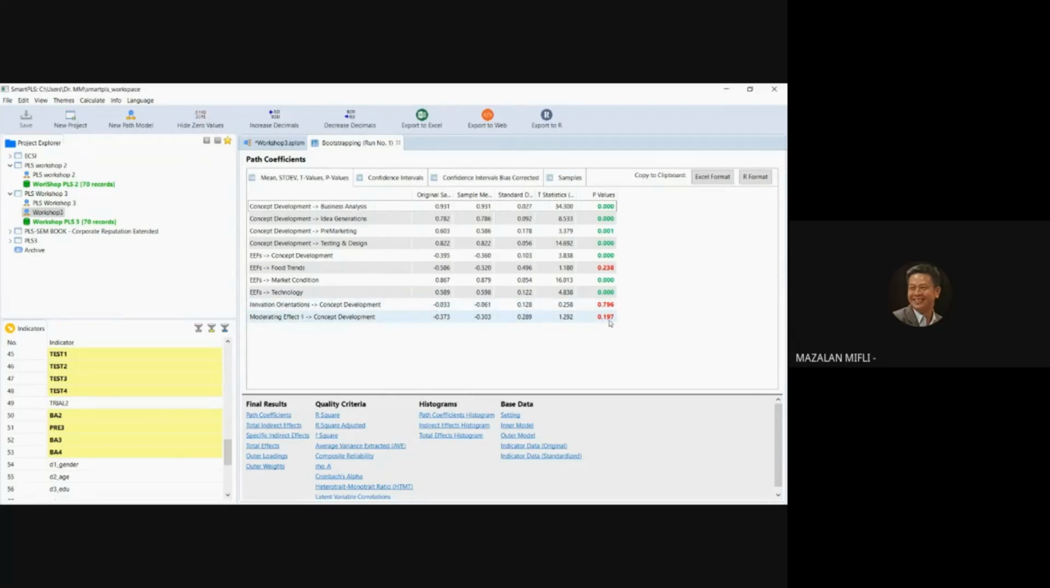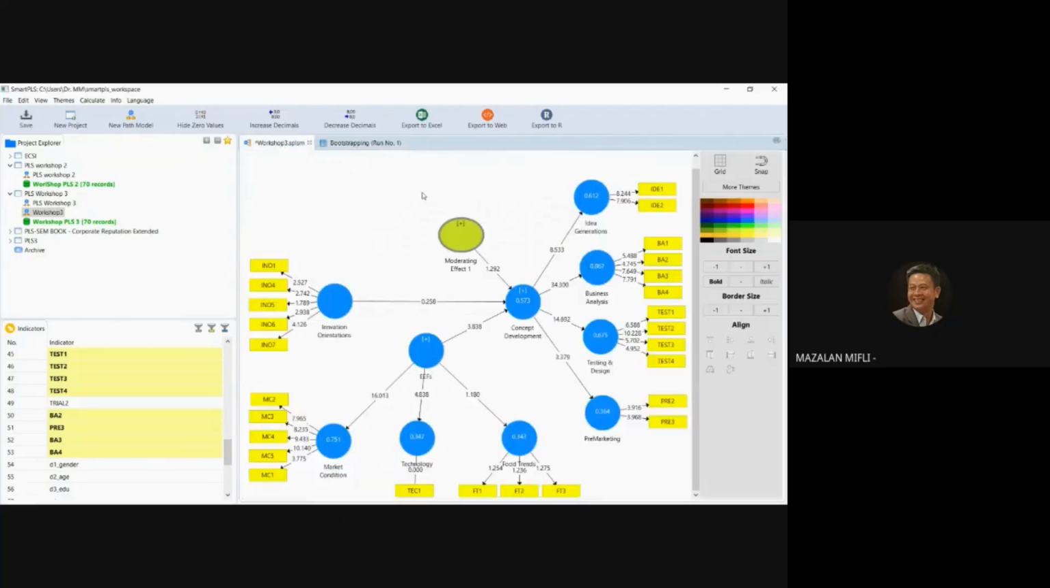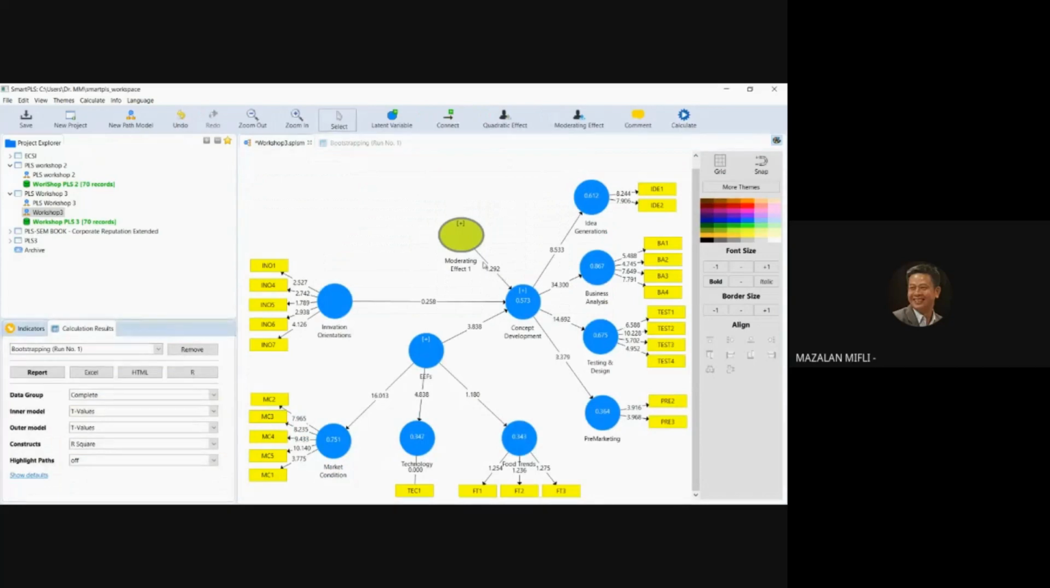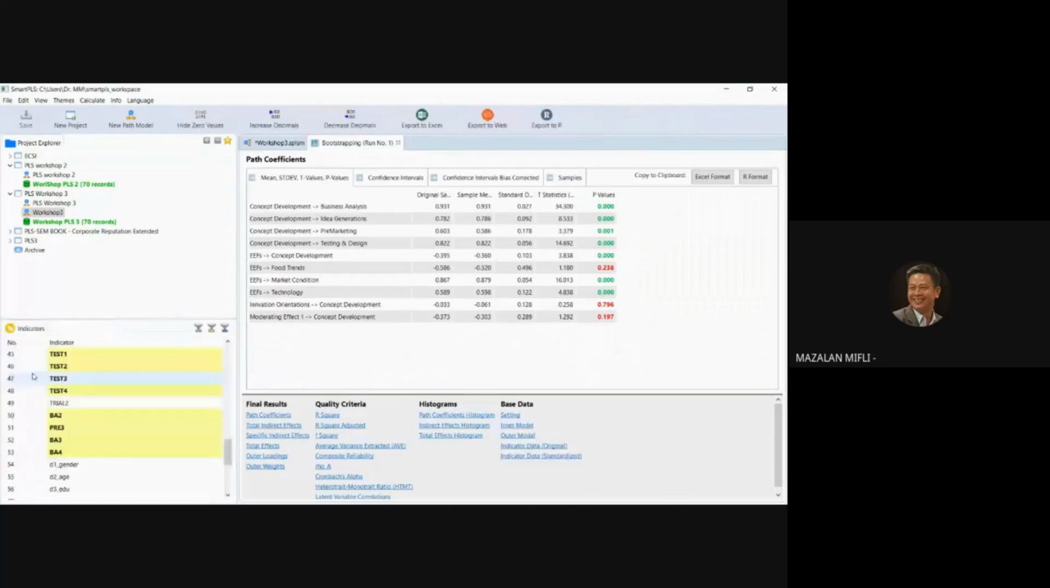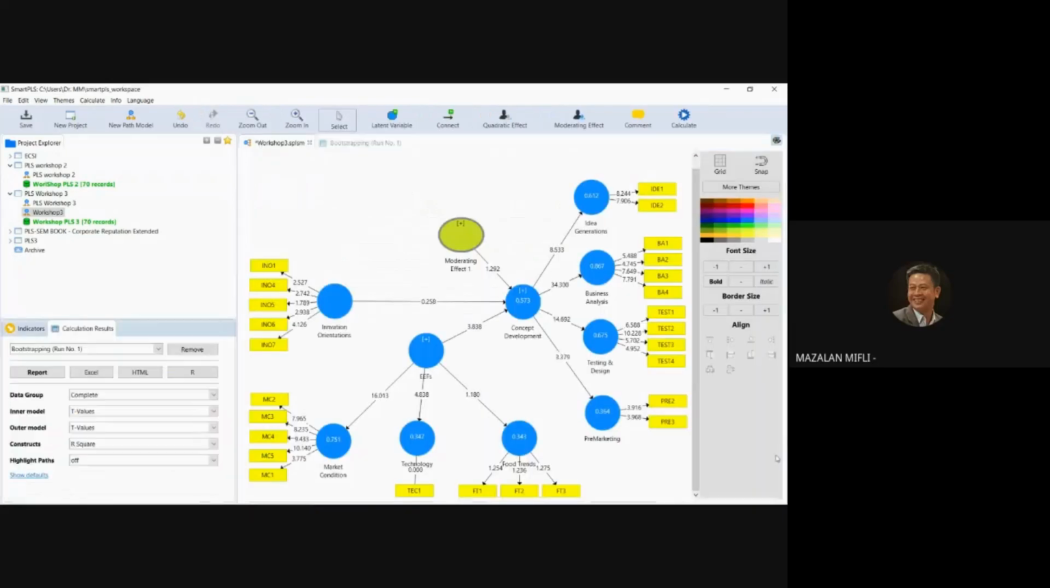Moderating effect is 0.197. So there is no moderating effect. Simple as that. Okay, so there you go, 1.29. These are the t-values. By looking at the t-values, as you can see, t-value 0.296, so it's not significant. There you go. Are we okay with that? You're done.